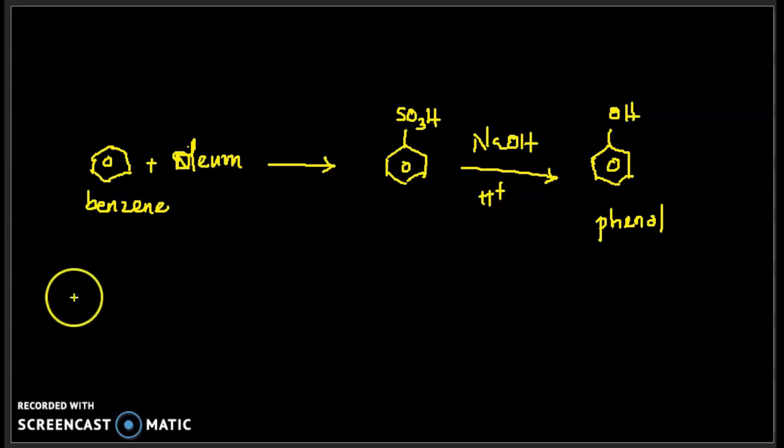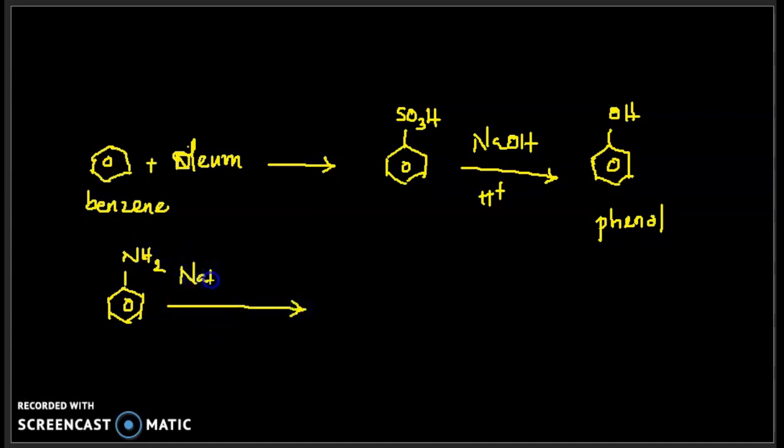Then the third method is from diazonium salt. അപ്പോൾ how can you prepare diazonium salt, അത് പറഞ്ഞുതരാം. ആദ്യം അനിലിൻ എടുത്തു, NH2, okay. എന്നിട്ട് ട്രീറ്റിംഗ് വിത്ത് NaNO2, sodium nitrite, in the presence of HCl.